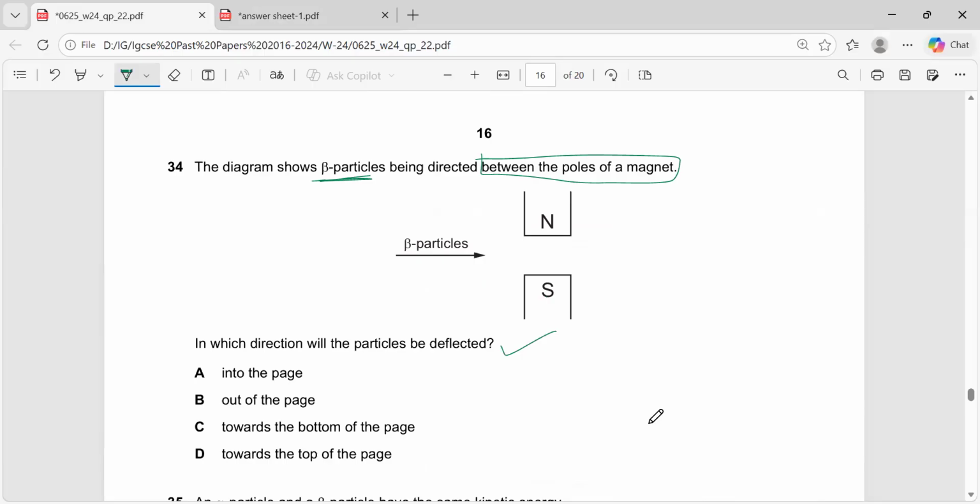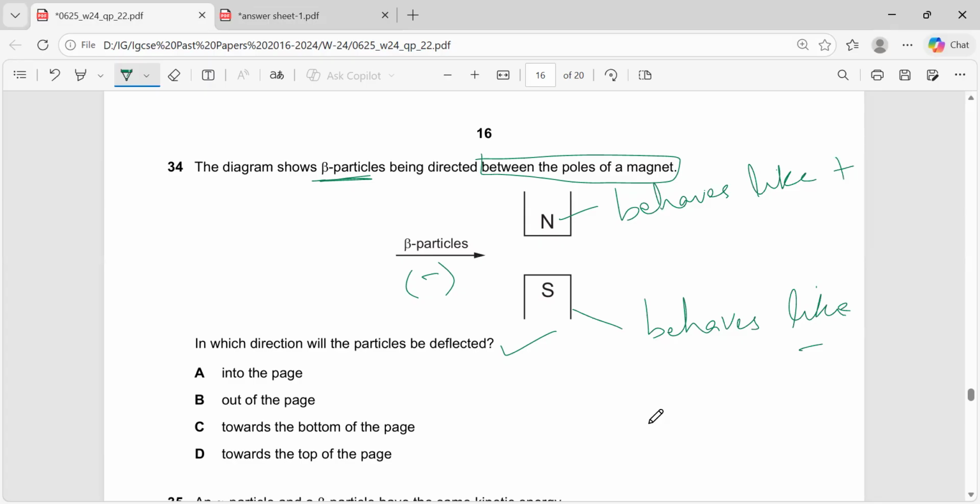So beta is negatively charged. And I told you while explanation, north behaves like positive. It's not positive, I'm saying behaves like positive. South behaves like negative. Why? Because electric field lines start from positive and end on negative. Similarly, magnetic field lines start from north and end on south. So whatever is the property of positive for electric field lines, same for magnetic field lines north.